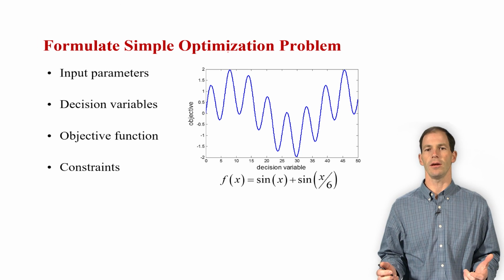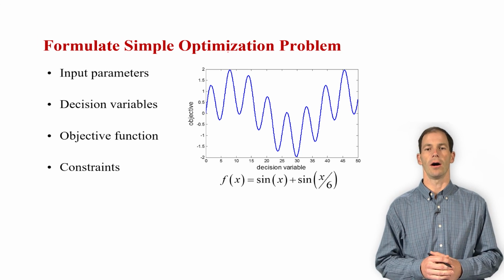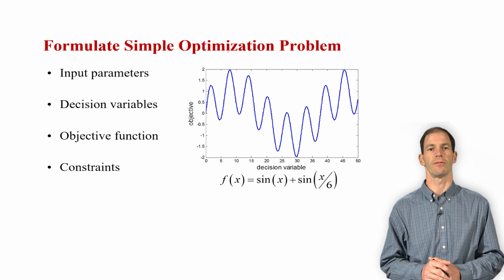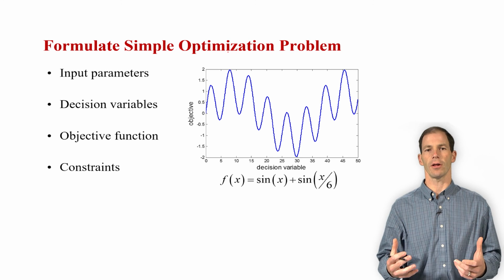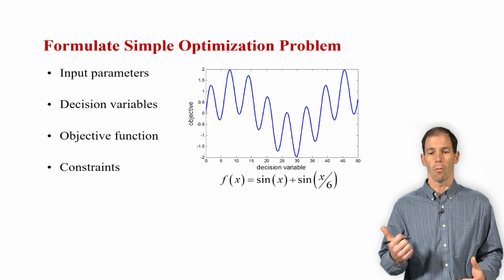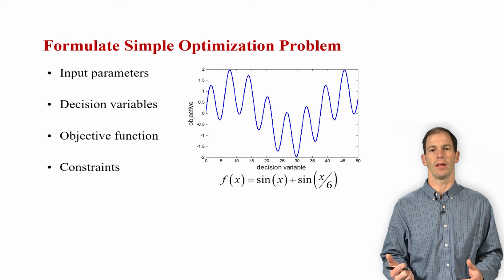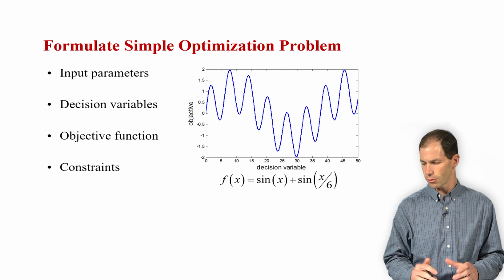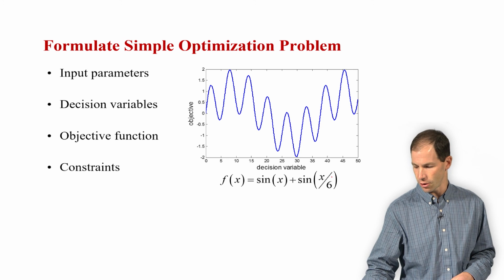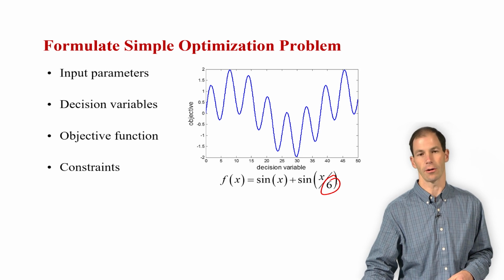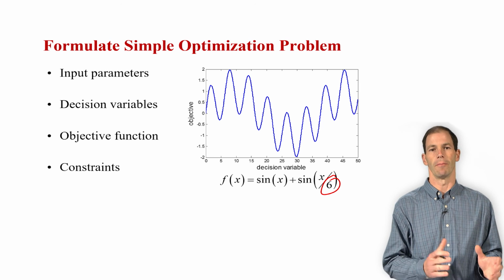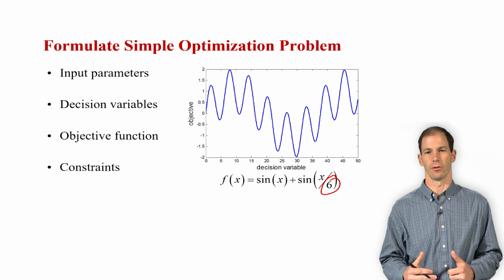And let's say that we are wanting to find the minimum of this function from 0 to 50. So first of all, to help me formulate this, I need to say, what are my input parameters? And these input parameters are the pieces of fixed information. In other words, a piece of fixed information here is this frequency divided by 6. That would be a fixed value that is not going to change as I iterate through solutions.